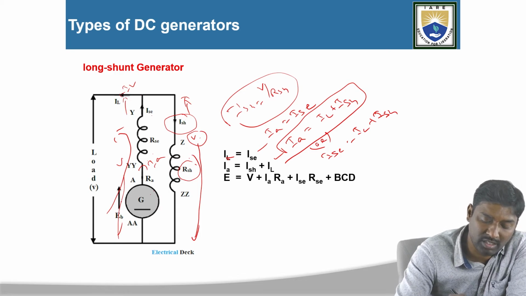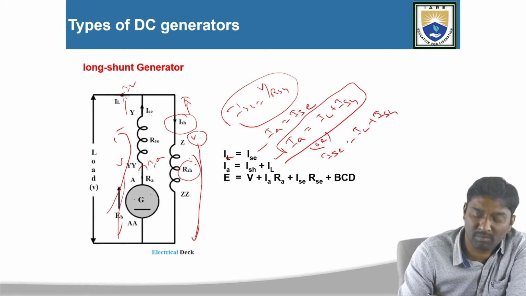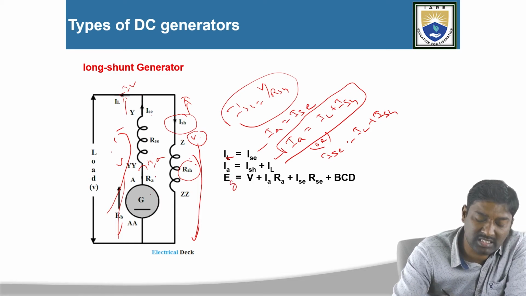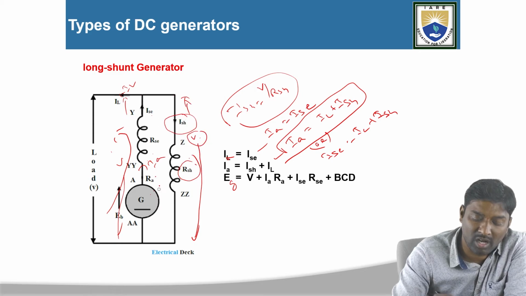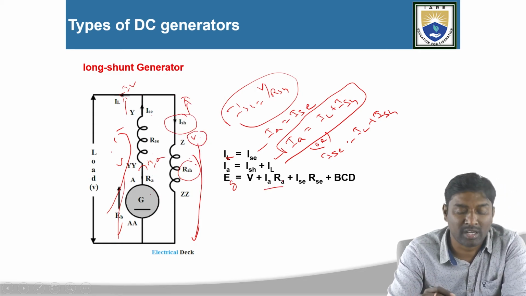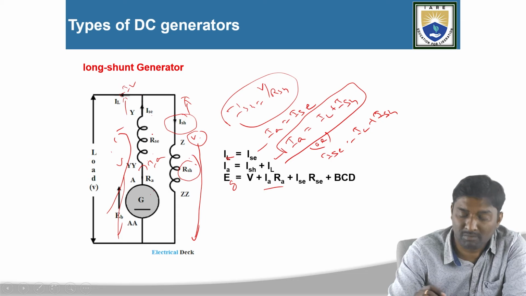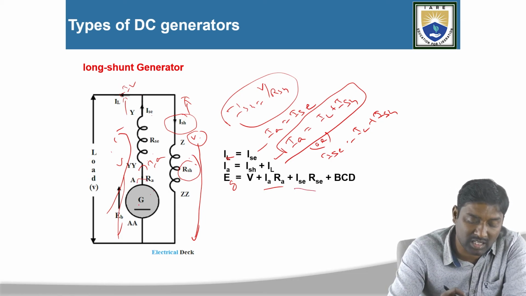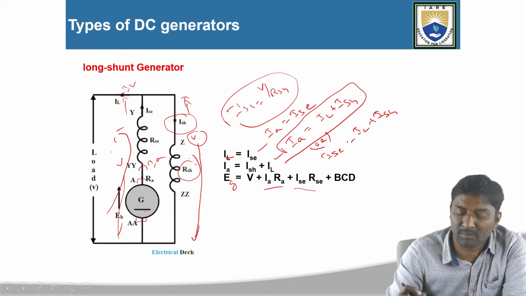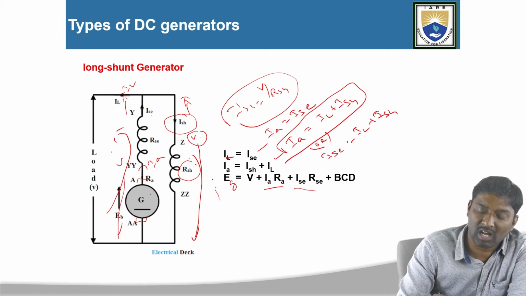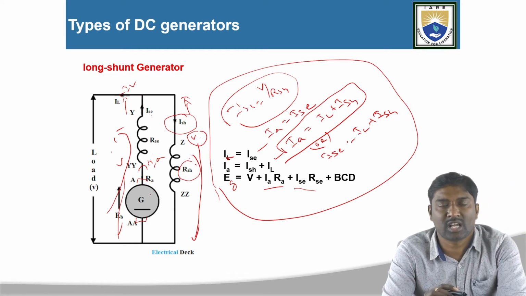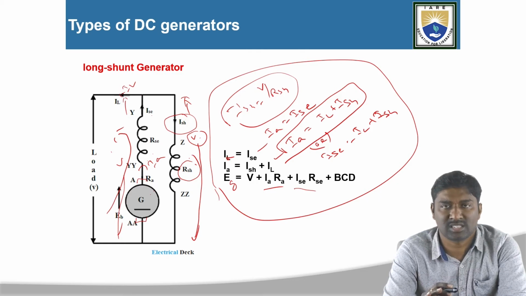What am I getting now? EG, the generator induced EMF, EG is equal to V plus the armature resistance drop, that is IA into RA, and the series field winding resistance drop, that is ISC into RSC, plus the brush contact drop, that is BCD. So these are the equations. What equations? Voltage and current equations for the long shunt generator.